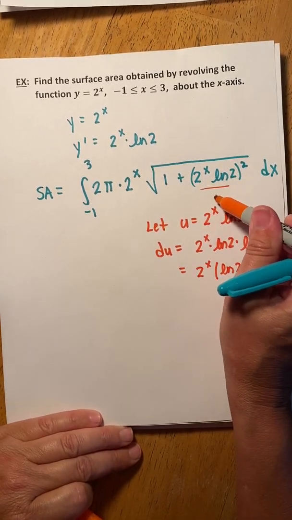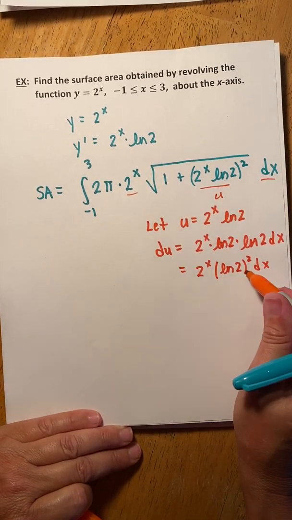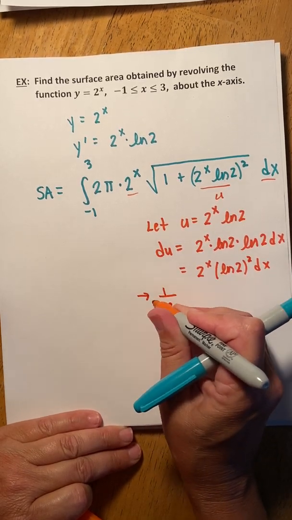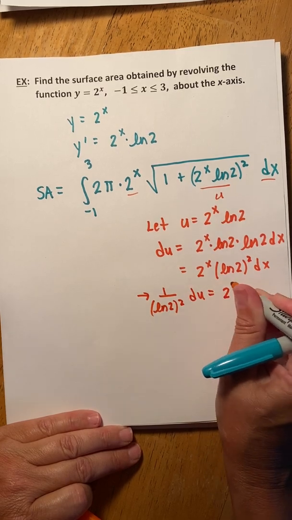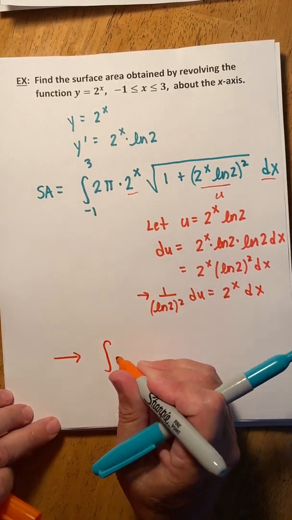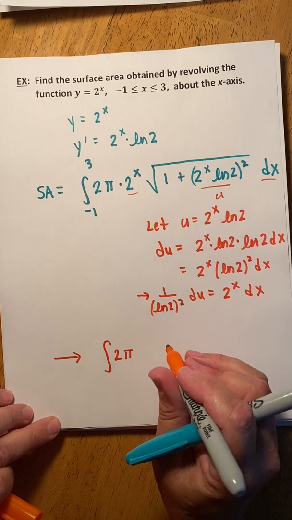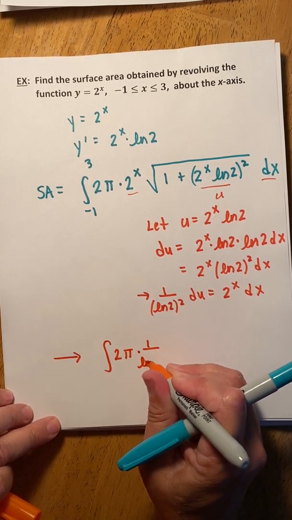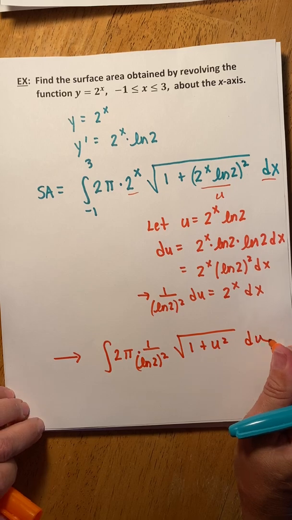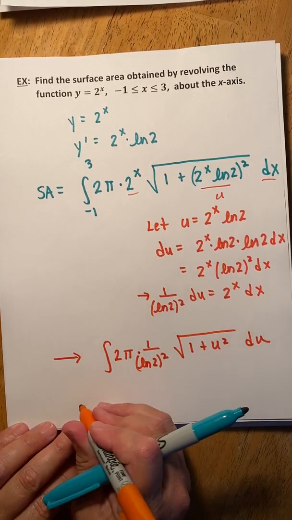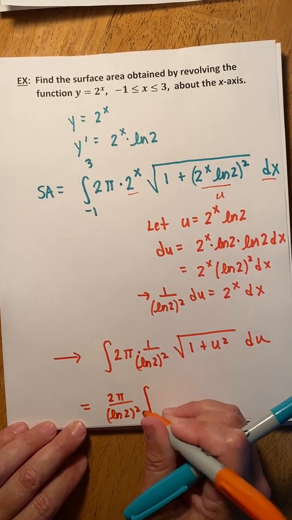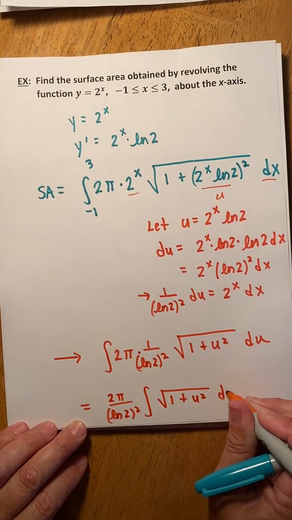So I'm going to replace this with u, and then the 2 to the x dx. Well, I have 2 to the x dx here. I'm going to bring this constant over to the other side. So I'm going to get 1 over the natural log of 2 squared du equals 2 to the x dx. So then what you end up integrating is 2 pi, and then 2 to the x dx is going to be 1 over the natural log of 2 squared, and then we're going to integrate the square root of 1 plus u squared du. Now this itself is not all that pleasant. I'm going to bring that 2 pi over the natural log of 2 squared out front, and then do the square root of 1 plus u squared du.